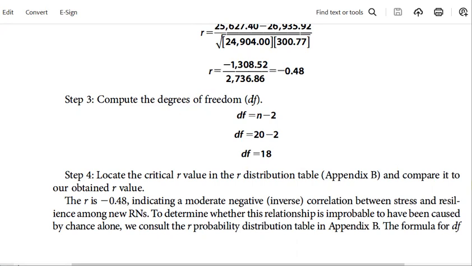At this point, though, we can conclude that there is a significant correlation between stress and resilience. R equals negative 0.48, P is less than 0.05. Higher levels of stress are associated with lower levels of resilience and vice versa. So the next subsequent video will show you how to check your work using SPSS, and write a final interpretation using APA format.